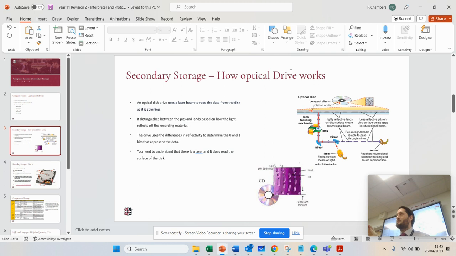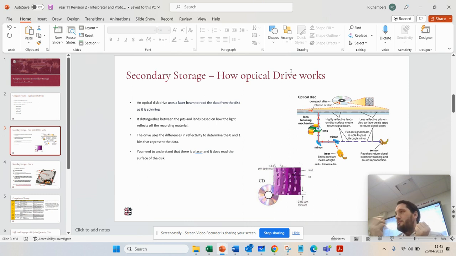You don't necessarily need to go into that much detail, but you do need to understand you've got pits and lands. Those pits and lands are how we read the data. And what you've got on there is a mirror. The laser shines through it and it reads it onto the surface. So optical discs use the laser beam to read the pits and lands. There is a disc that's spinning quickly. The drive uses a difference between a 0 and a 1 when the pit and land changes.